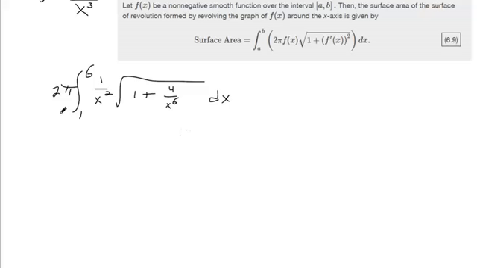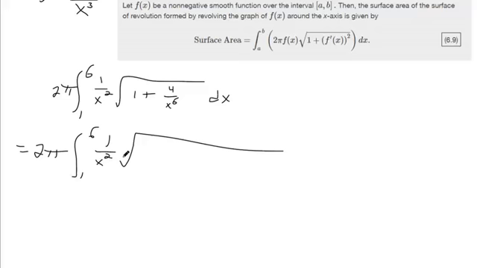Okay, I think we need to do some algebra. I don't see a good u substitution right off the bat. Let me think about what we could do. Let's see. Inside, we could factor out 1 over x to the 6. That way we wouldn't have x to the 6 in the denominator.